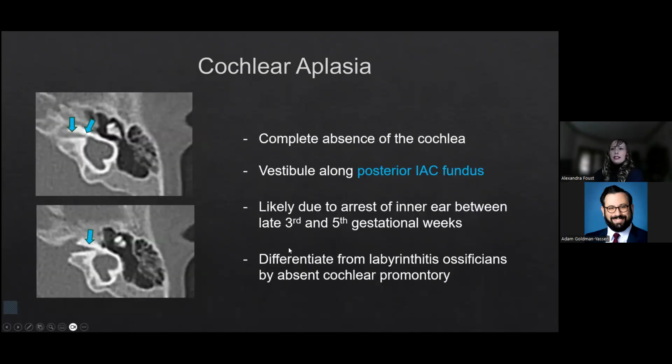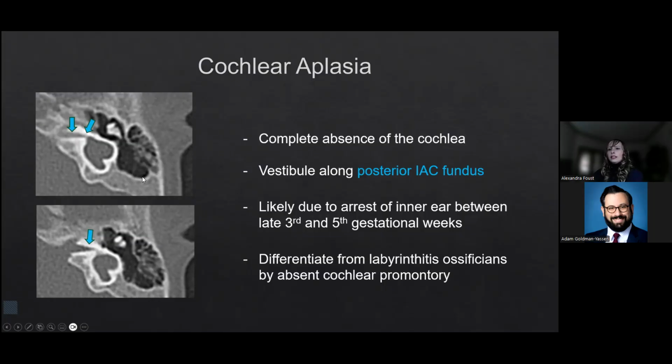Moving then to cochlear aplasia. So we're getting a little more developed. We now have some semblance of vestibule and semicircular canals, but still no cochlea. This hit is usually a little bit later in fetal life, so maybe between the 3rd to 5th weeks of gestation. Again, some sort of arrest to the inner ear development. In this situation, you have complete absence of the cochlea, but now you have some formation of vestibule and semicircular canals, although they might still be rudimentary or poorly formed. And you should see that the posterior internal auditory canal fundus should be along the superior aspect of the vestibule here.